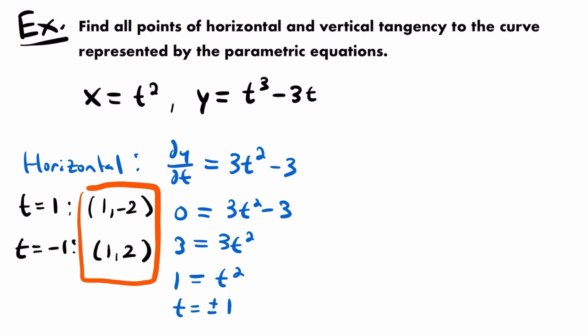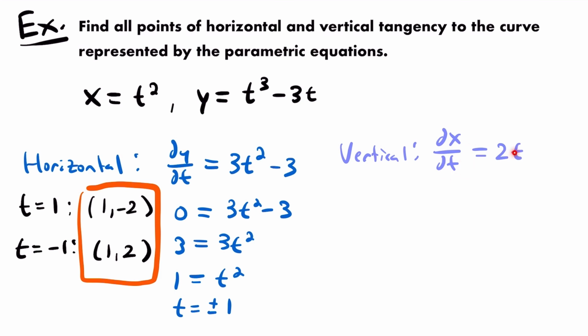All right, and so now that we found all the points where we have horizontal tangency, now let's look for all the points where we have vertical tangency. And so vertical tangent lines occur when dx/dt is equal to 0. So now let's find dx/dt. Let's take the derivative of x with respect to t. In this case, we just have t squared, so if we use the power rule for derivatives, we'll multiply that 2 down, subtract 1 from the exponent, and we'll have 2t.